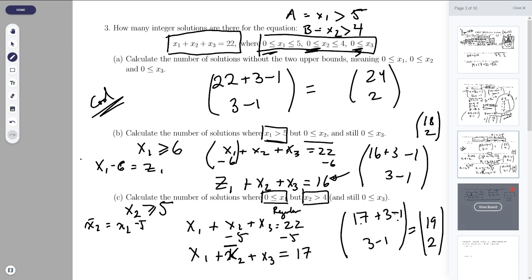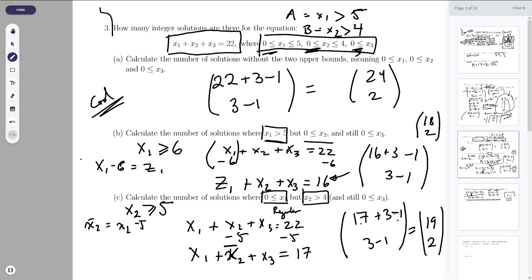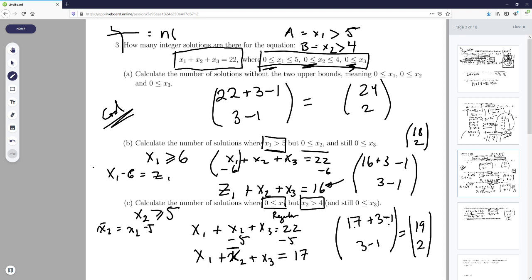So the thing about this is that if we have those two events, then what we know is that the total number of solutions is equal to the number of solutions where we're considering basically all the solutions without either constraint. So how should I say this?